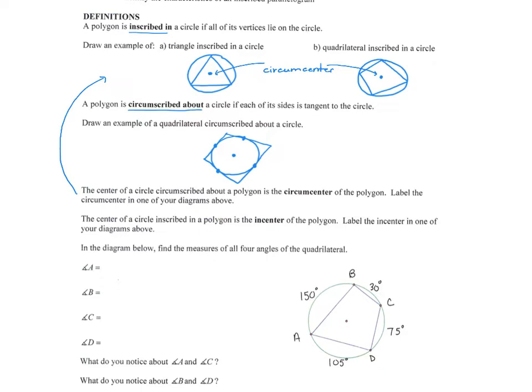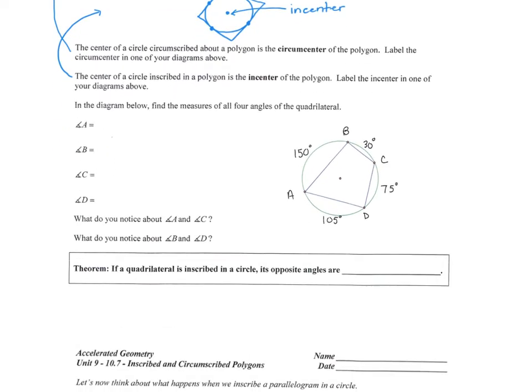And likewise, if a polygon is circumscribed about a circle, we can say that the circle is inscribed in the polygon. And if that is the case, then the center of the circle inscribed in the polygon is called the incenter of the polygon. So let's try an example that will lead us to our first theorem of the day.